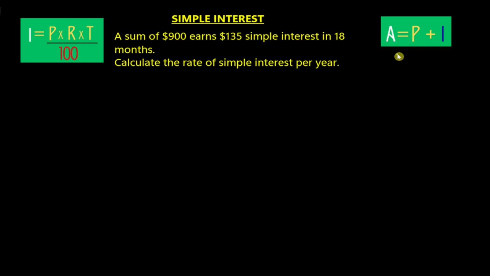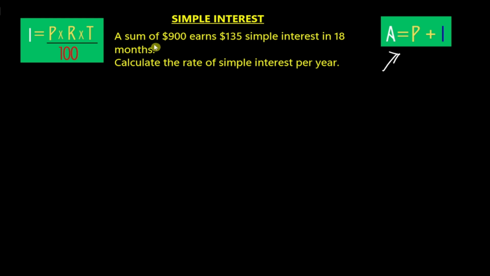Now the second formula is used when you know the principal and the interest. The A is the total amount of the loan to be repaid. So now it says a sum of $900 earns 135 simple interest in 18 months. Calculate the rate of simple interest per year. So in 1 year, we should calculate the rate of the interest.